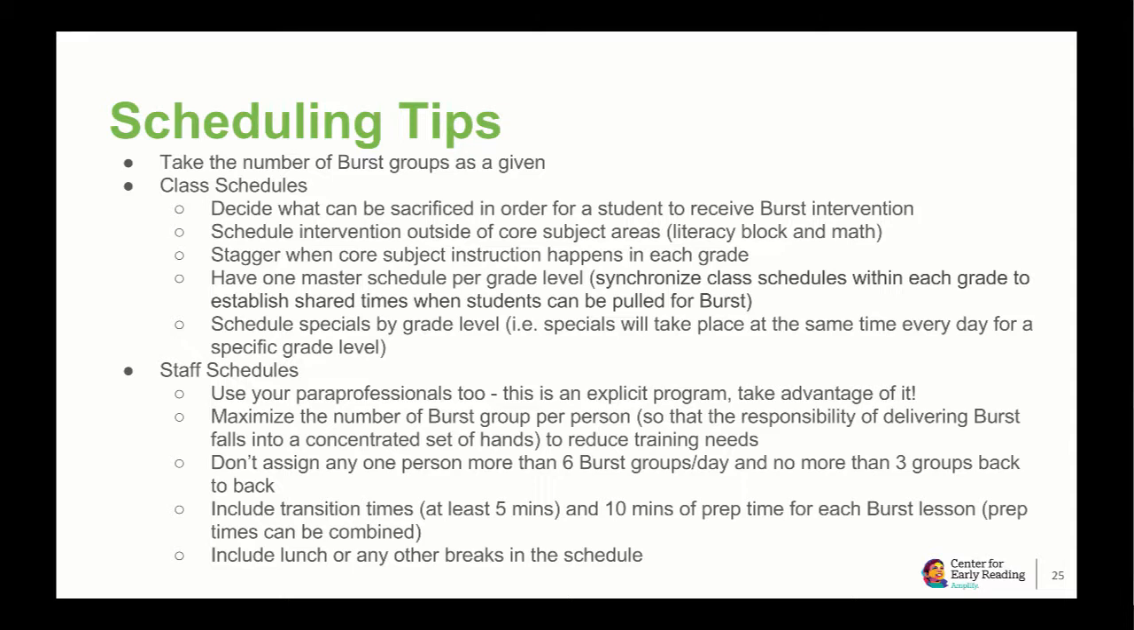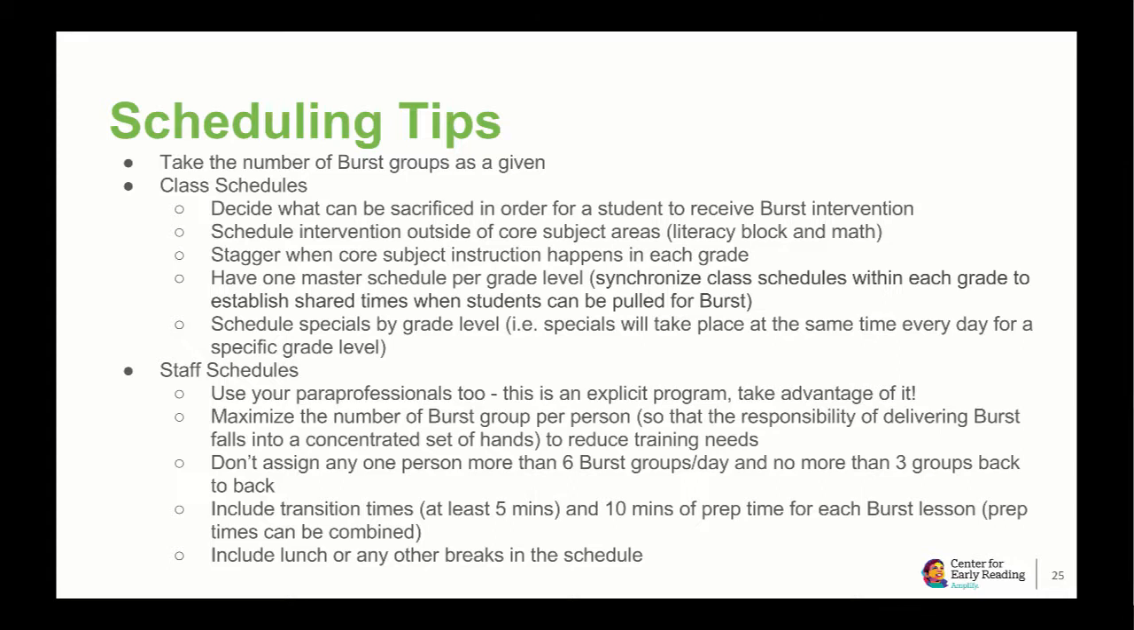The first priority in elementary school is to learn how to read. A student who cannot read will not be able to move forward through elementary school. We will also be sure to schedule intervention outside of core subject areas so that students receive the regular literacy block and intervention in addition to that. We'll stagger when core subject instruction happens in each grade and have 1 master schedule per grade level. We will also schedule specials by grade level. I will take you through all of the steps to do that.